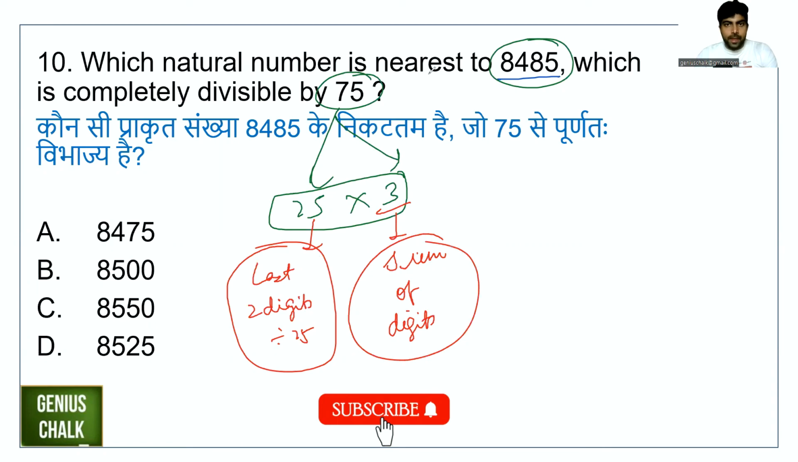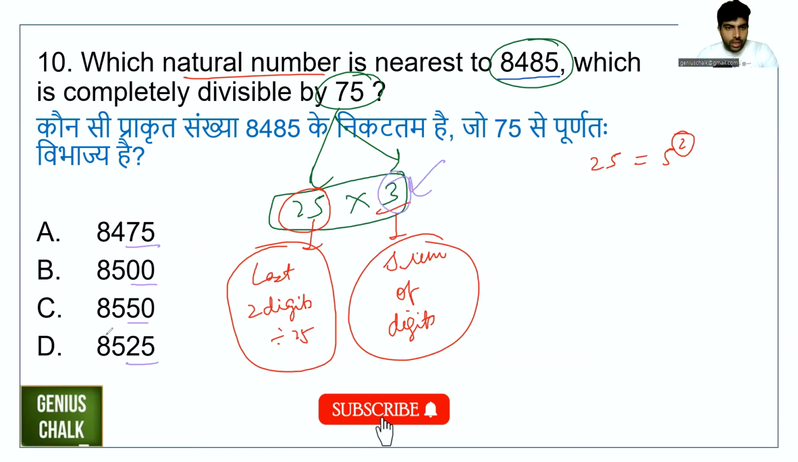So pick up which natural number is nearest to this. So let's pick up the last 2 digits. We check for 25. Why? Because 25 is nothing but 5 square. So that's why we check the last 2 digits. Now focus. This has to be 25. So if you see, the first option is correct. Last 2 digits are divisible by 25. Then 0 0. So all these are correct as per 25. So that means we need to check it for 3 now.